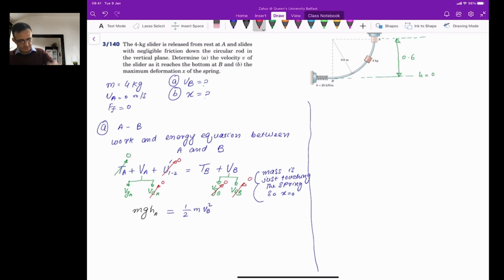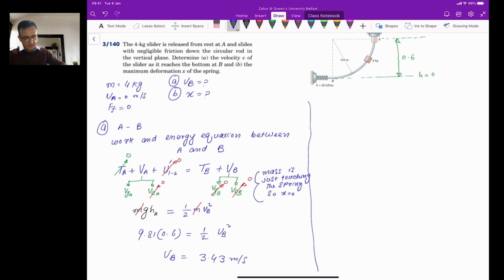Now in this equation, you can even cancel m on both sides. So you are given g here, which is 9.81. HA is given, which is 0.6, and on the right hand side you have half VB square. So from here you can easily calculate VB, which will become equal to 3.43 meter per second.